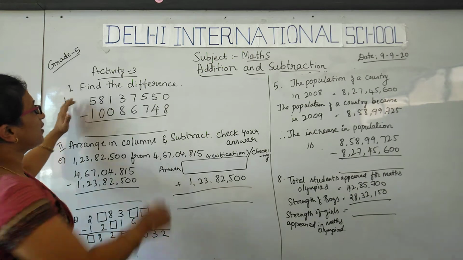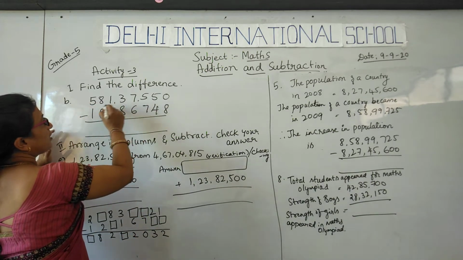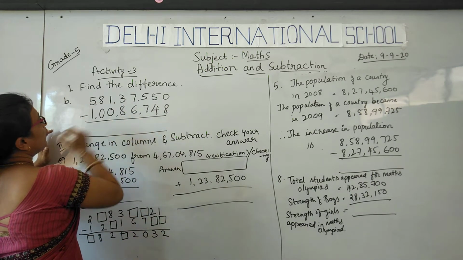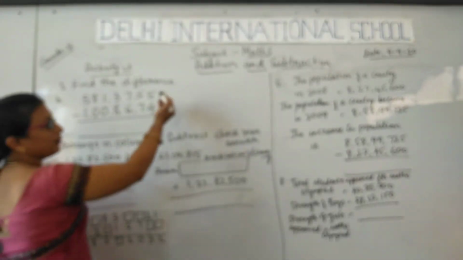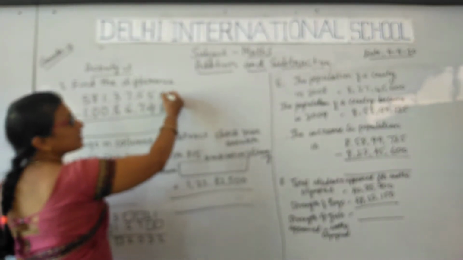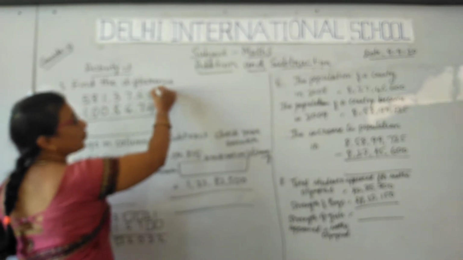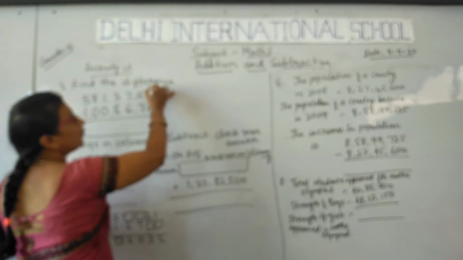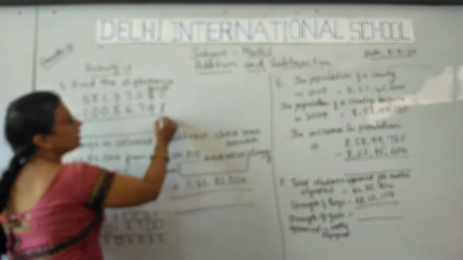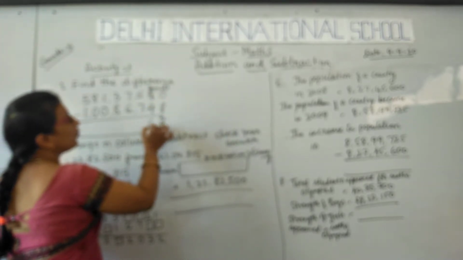They have given some numbers. You have to subtract them and find the difference. So this is 0. 0 minus 8 is not possible, so I will take 1 carry from here. So it becomes 4. 10 minus 8 is 2. 4 minus 4 is 0.